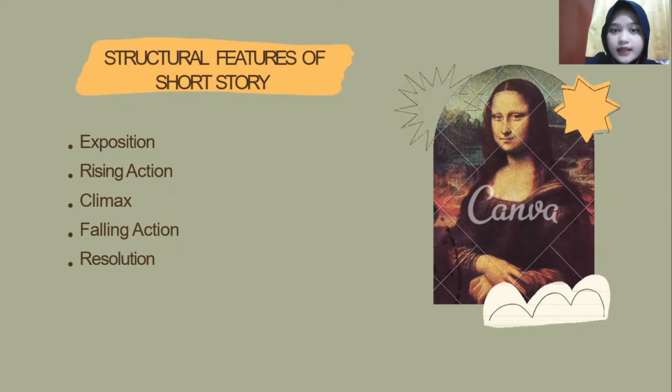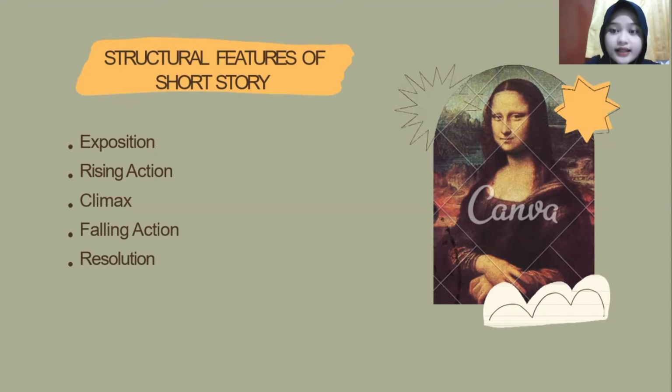So first, exposition. This is the part of the story where the characters and settings are introduced to the reader, and there are generally four types of character. The protagonist, who is the main character, and whose journey we follow in the story. The second one is the antagonist, whose goals are often the opposite of the protagonist. And the next one is the dynamic character, who changes as a result of the events in the story.